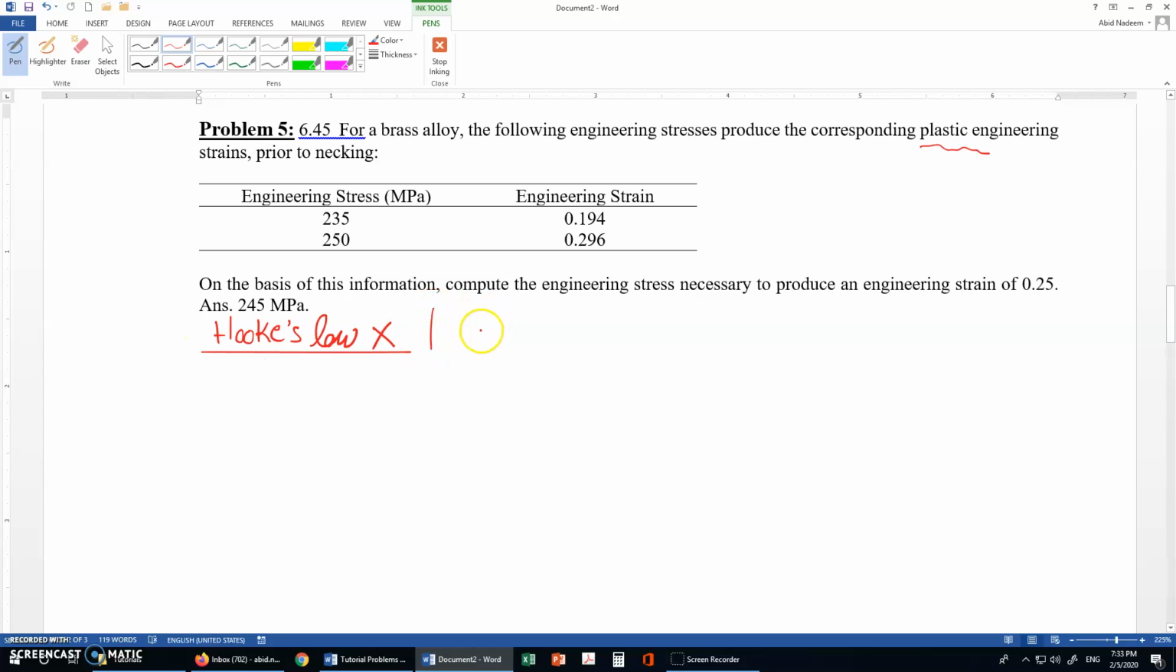We know that for the plastic condition, we have this equation: sigma true stress is equal to K times true strain to the power n. So this equation uses the true stress and true strain. We have been given the engineering stresses, but we also know that we can find the true stress from the engineering stress by this equation, and the true strain from the engineering strain by this equation.